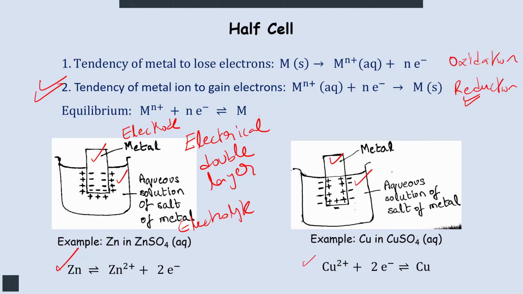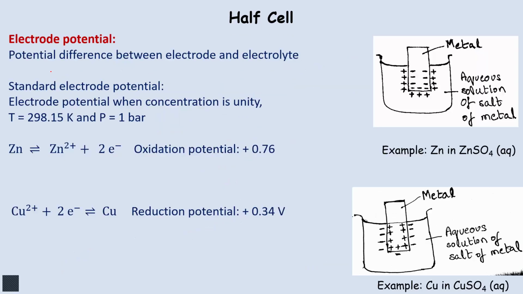This is known as electrode potential. So what is electrode potential? It is the potential difference between electrode and electrolyte. Now when the half cell is under standard conditions, then the electrode potential is referred to as standard electrode potential. So standard electrode potential is the electrode potential of a half cell under standard conditions.